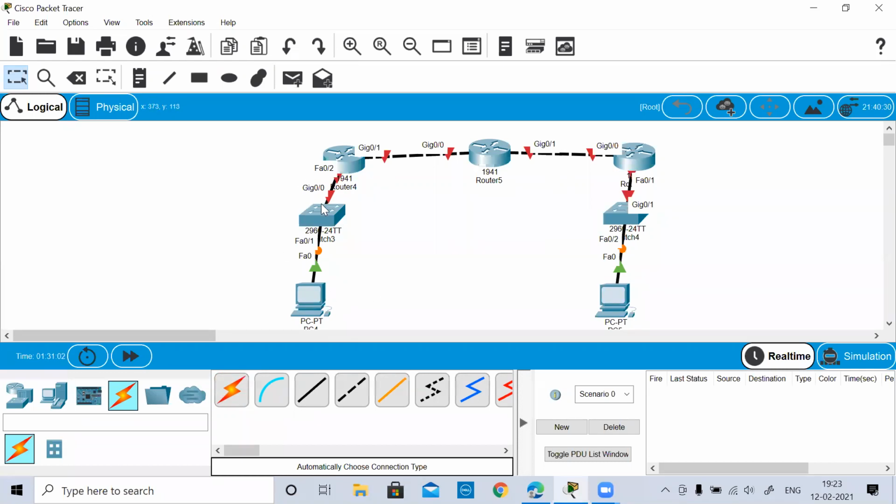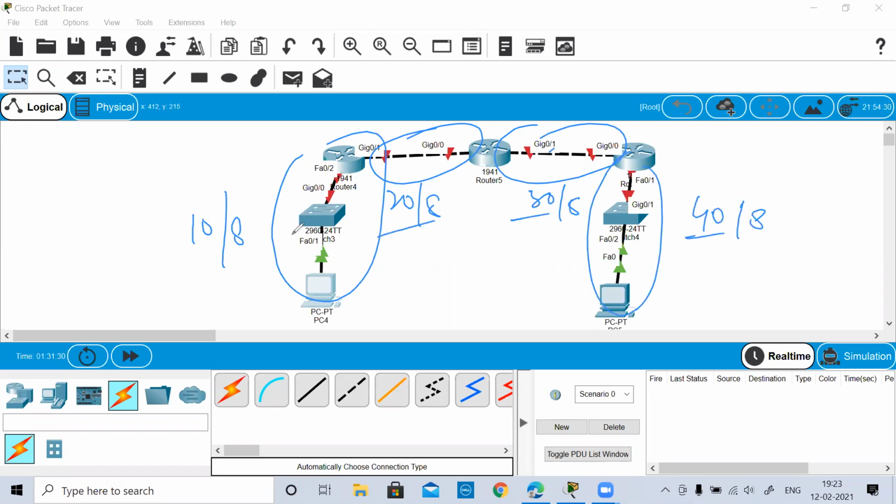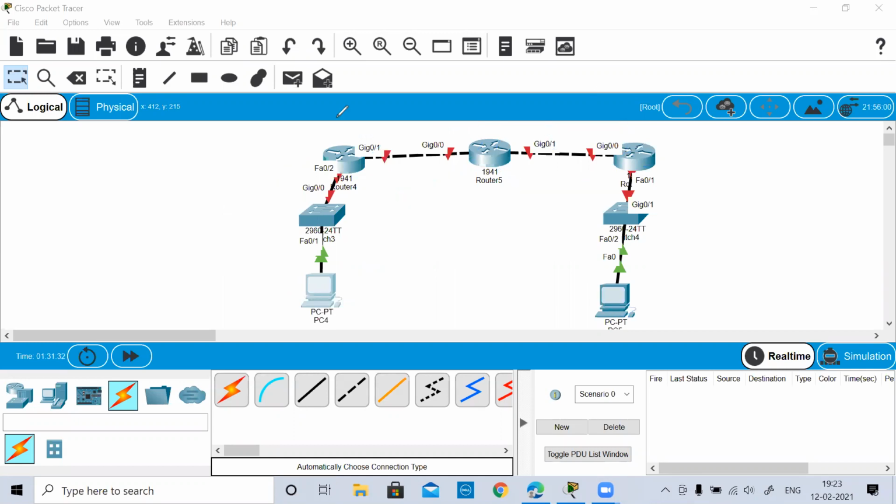So I'll give these networks as 10, 20, 30, and 40. In a very consecutive fashion, I'm going to give the IP addresses to these interfaces. So there are 4 networks over here, and we are going to first configure their respective IPs. I am going to take this network as the 10 network, which will fall under 10/8. This is under 20/8, 30/8, and let me take this as 40/8. So these are the 4 networks or subnets we are going to create. So let us do it one by one.